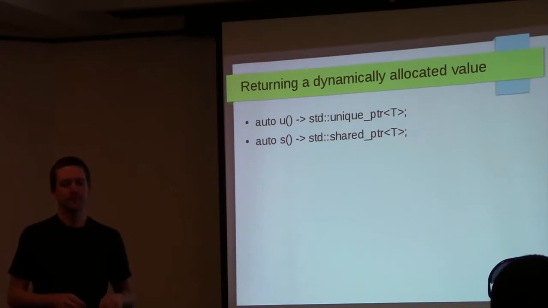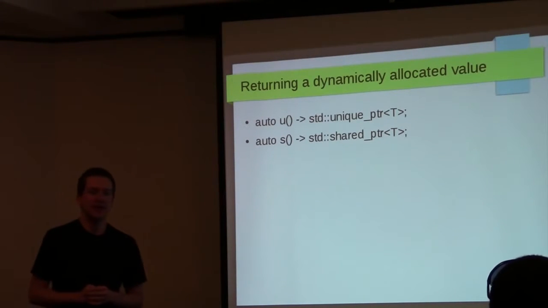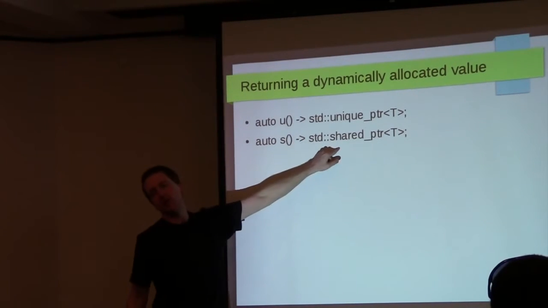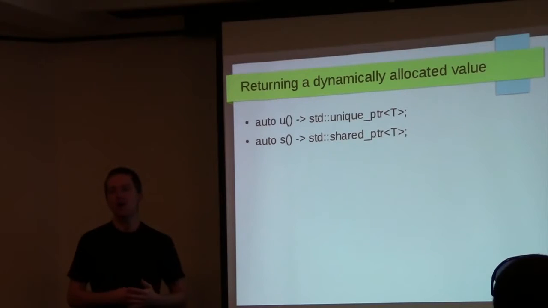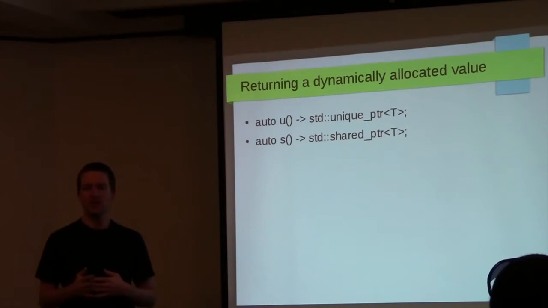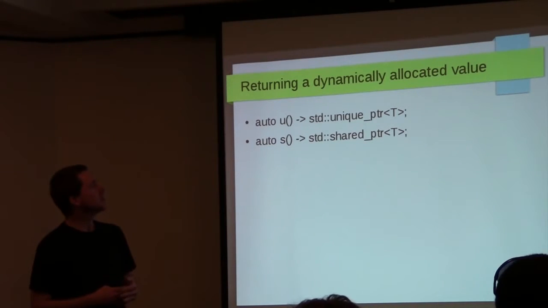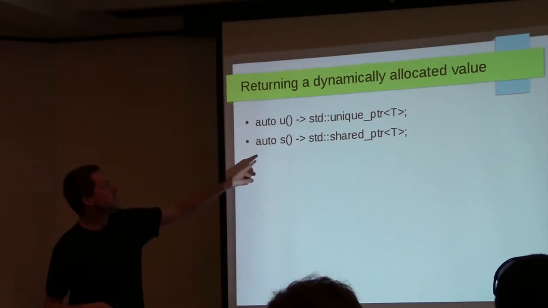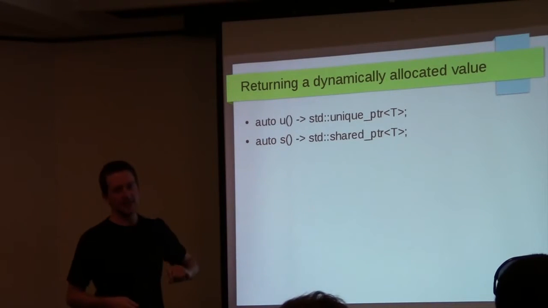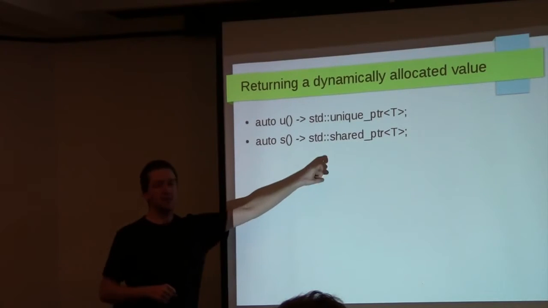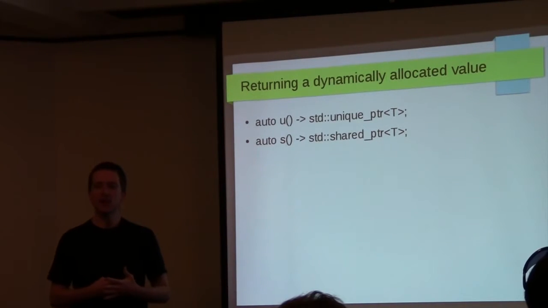So if you want to return a dynamically allocated value, this whole talk I've been talking about unique pointer and kind of ignoring shared pointer. So I want to correct that now and talk a little bit about what it means to return a unique pointer and a shared pointer. The advice that you generally see is prefer U instead of S. Prefer this function definition where you return a unique pointer rather than this function definition if you're creating the object.